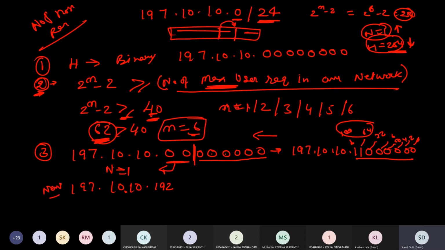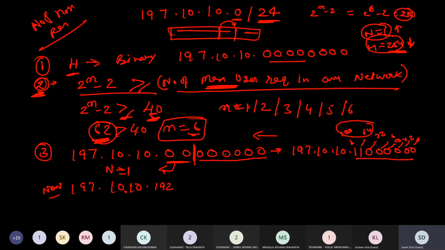Am I clear so far? So in step number 1, I just convert the host bits to 0. In step number 2, I apply this criteria where 2 to the power n minus 2 is equal to the maximum number of users required in any network. So it is 40, so n will become 6.